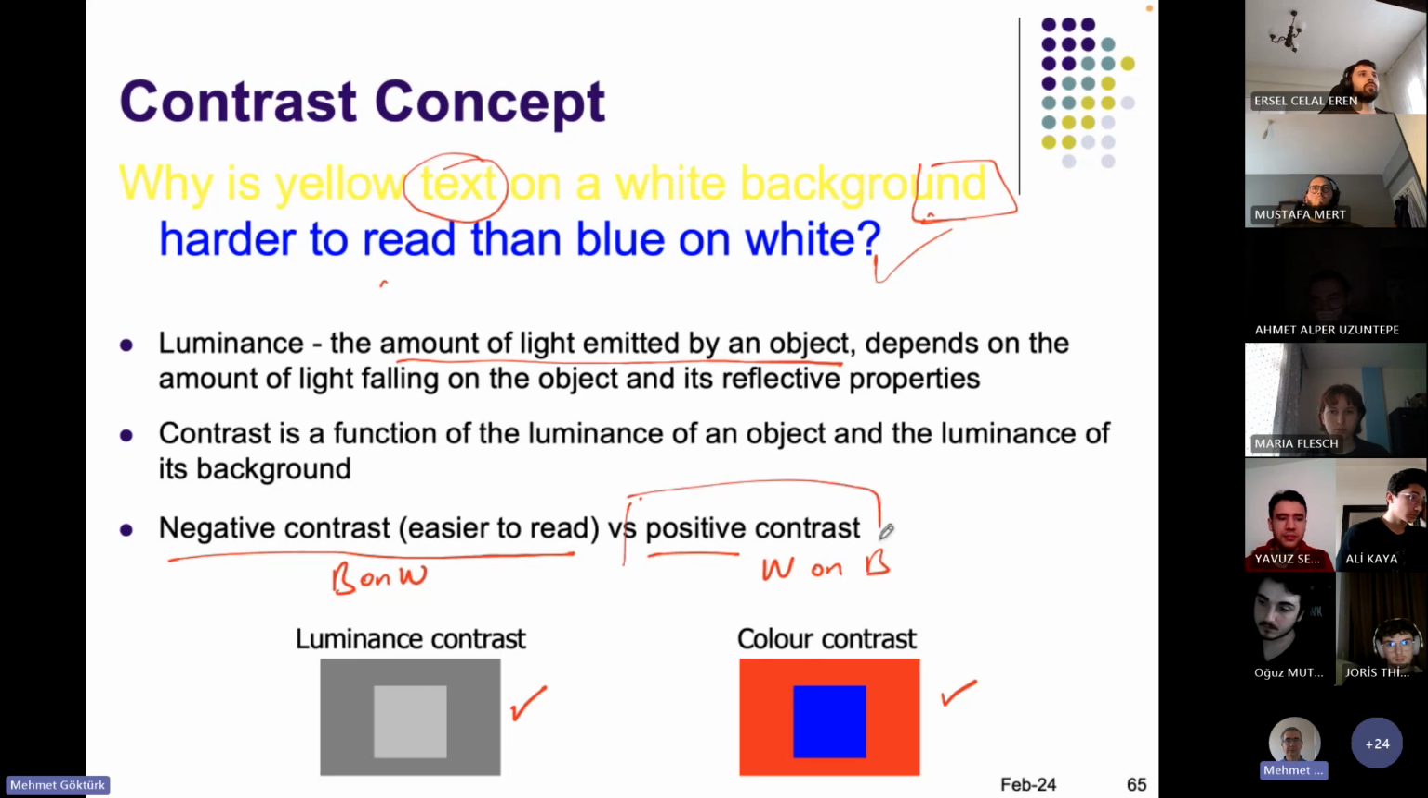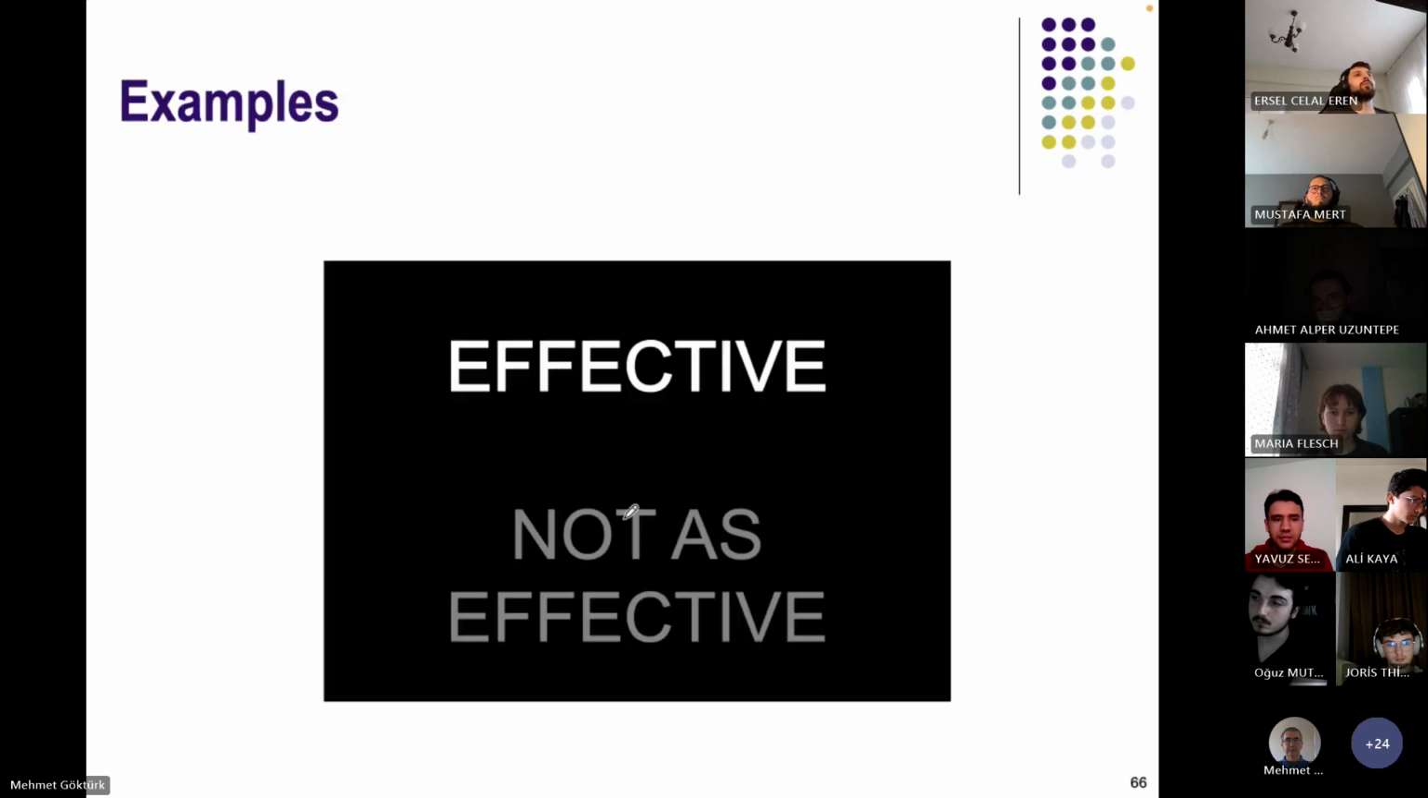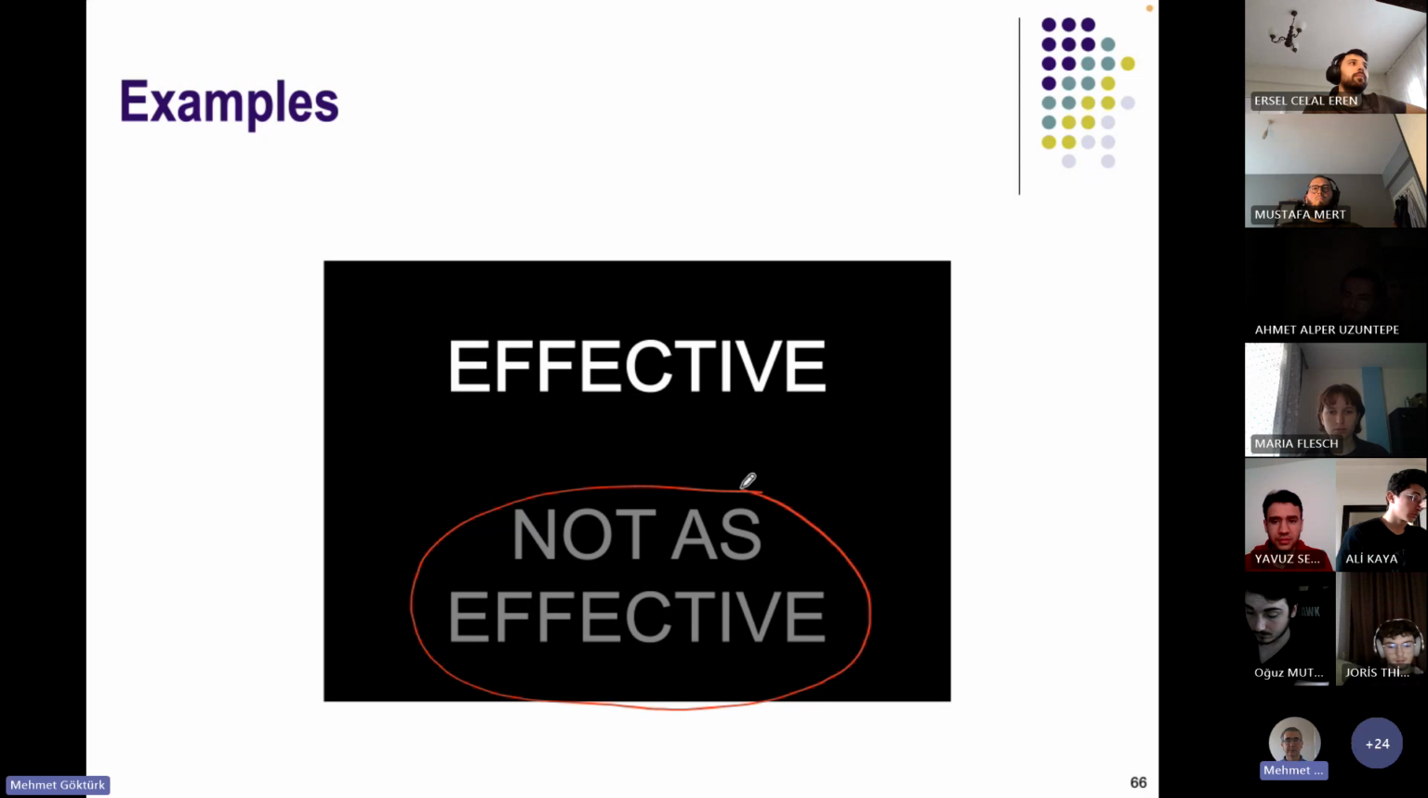Positive contrast is difficult to read. The intensity has a huge effect in perception. When you don't have enough intensity contrast, it is not as effective. So try to give adequate intensity contrast. This is not cool. Okay.